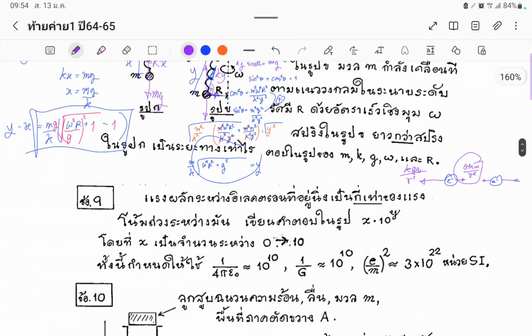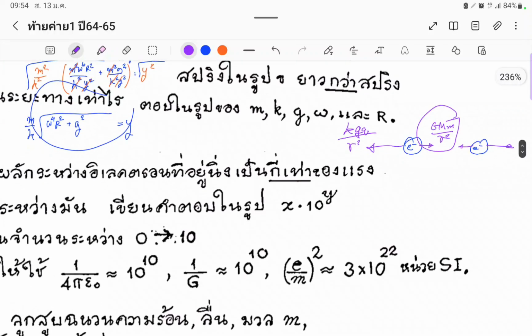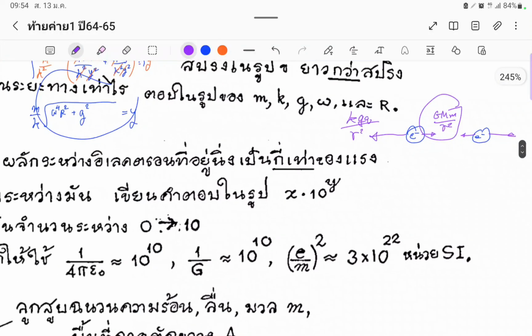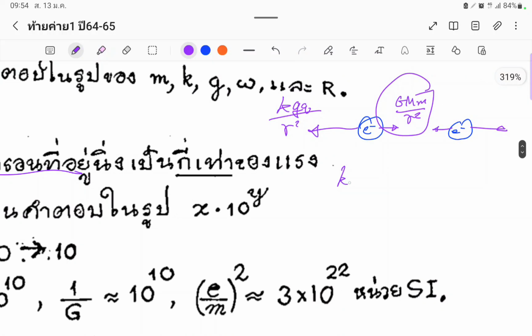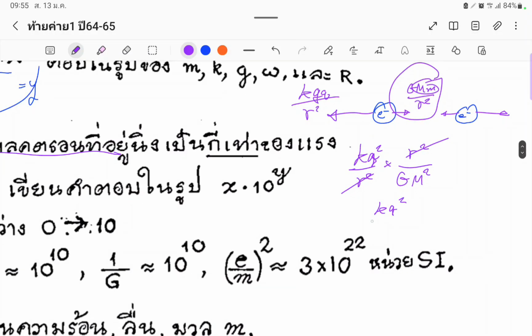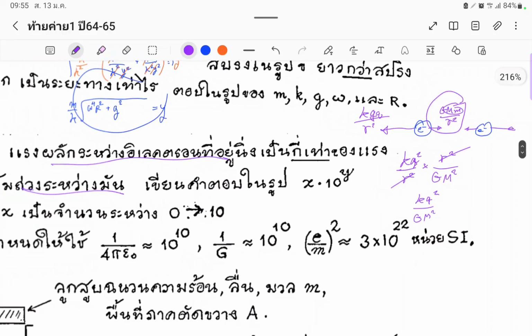But they let us use a calculator, right? They gotta give us a calculator and whatever. Just divide this by this. It's kq squared because the two are exactly the same, both charge and mass. So this is kq squared by r squared divided by Gm squared by r squared, and the r squared cancels out. So we get kq squared by Gm squared. This is the answer.